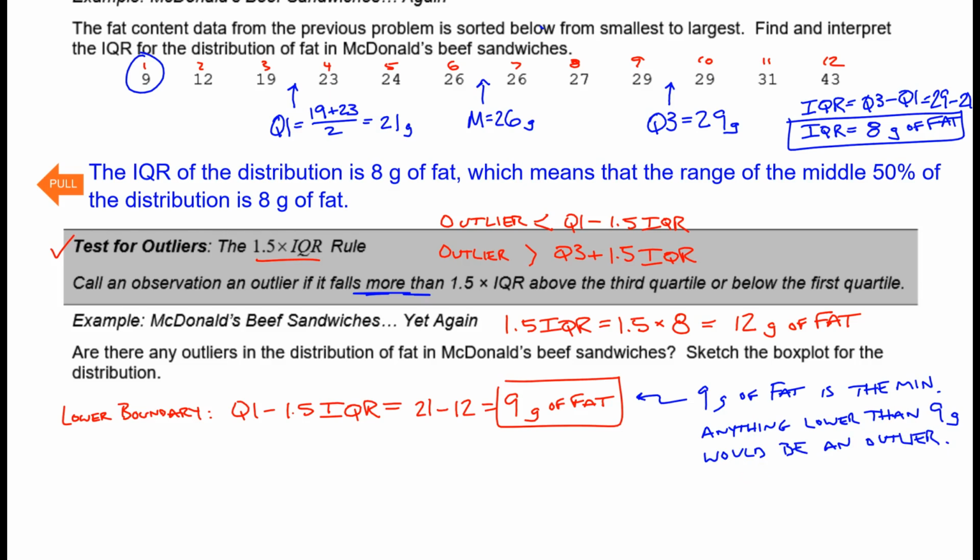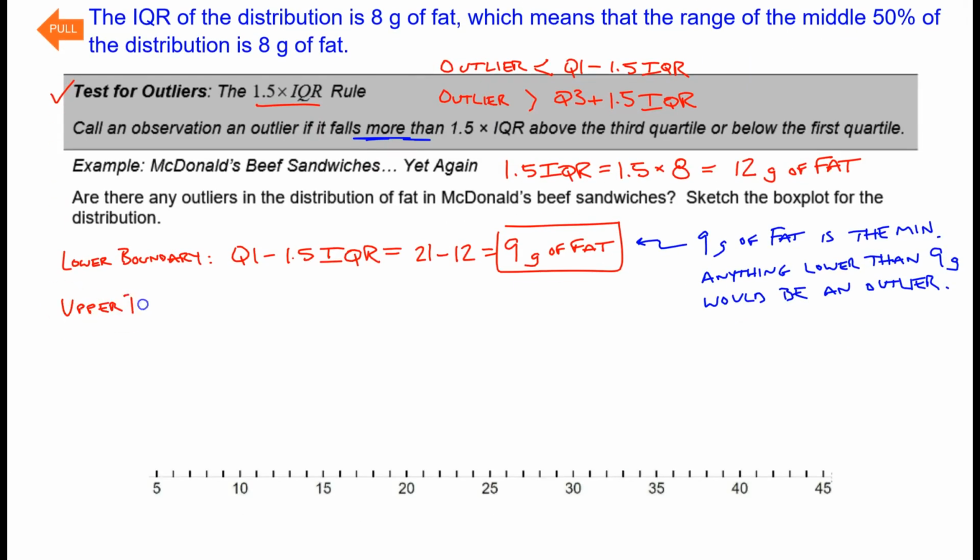Okay, so now let's look at our upper boundary. And the upper boundary is the third quartile, Q3, plus 1.5 times IQR. And the third quartile was 29 grams of fat, and we have to add 1.5 IQR, or 12. So that gives us a total of 41 grams of fat. And that is our upper boundary for outliers.